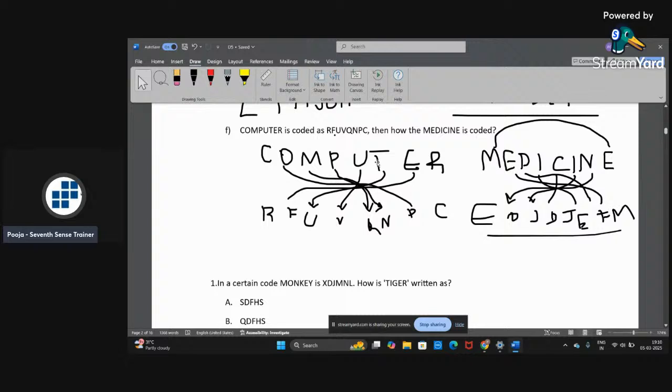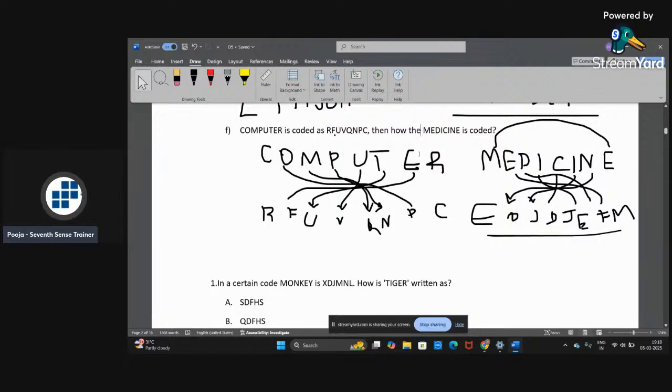After T, it is U, right? That we have written here. After U, it is V, right? So we have written here. After P, it is Q, we have written here. After M, it is N, we have written here. After O, it is P, we have written here. After this, C and R we have replaced with each other.